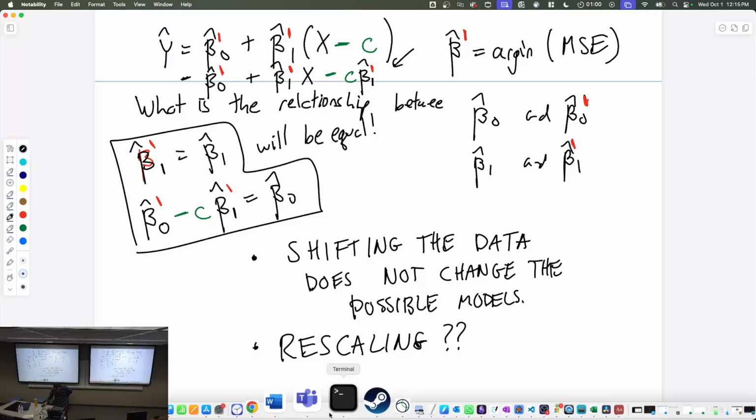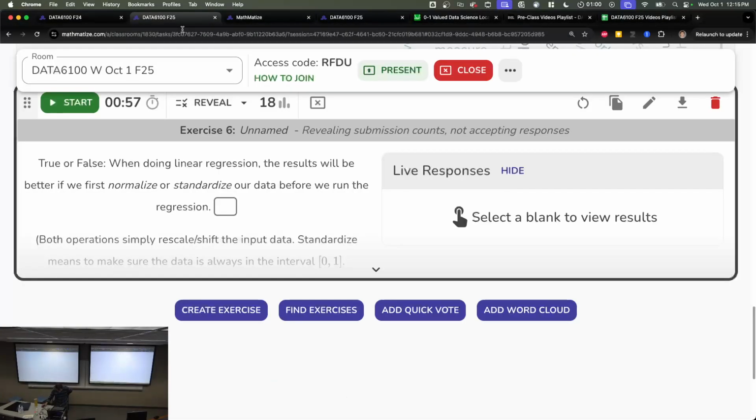Okay, let's vote once again and see if we can break the tie.